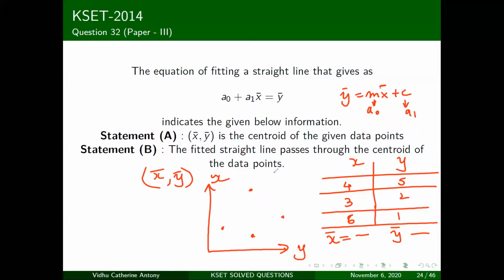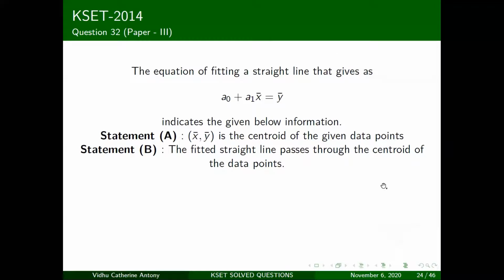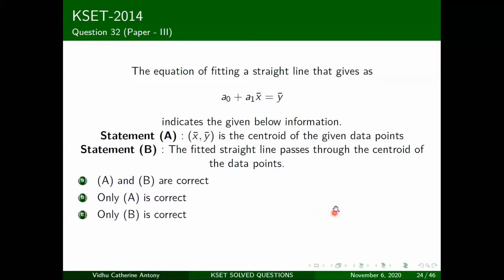The next statement is: the fitted straight line passes through the centroid of the data points. So let's look at this. These are the options that are given to you: the two statements, and the options are A and B are correct, only A is correct, only B is correct, or both A and B are wrong.